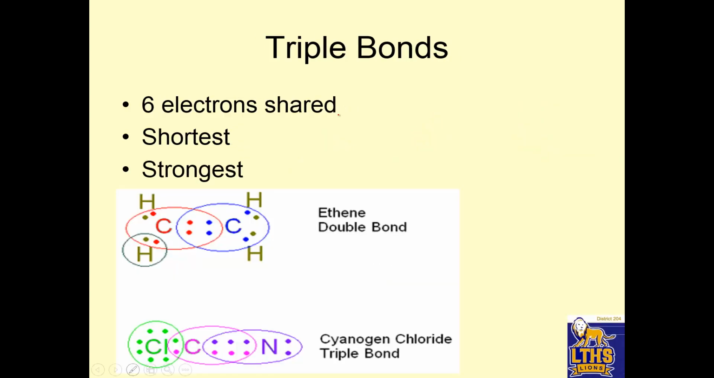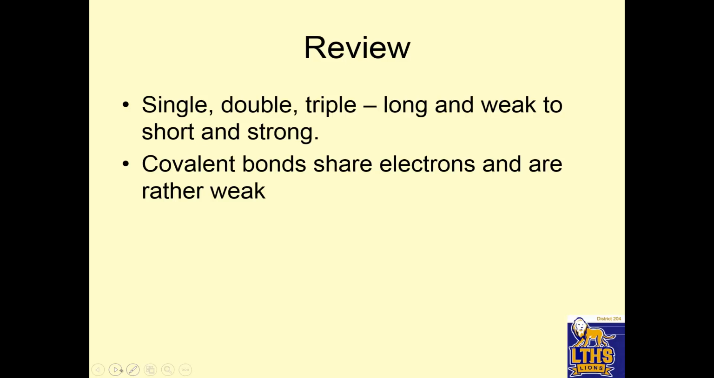Triple bonds share six electrons. This shows the six electron share. They're the shortest and the strongest. I think you get the idea. Review. Single, double, triple, long and weak to short and strong. Covalent bonds share electrons and are rather weak.